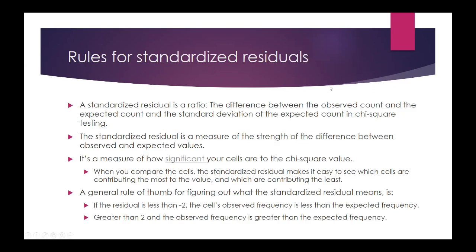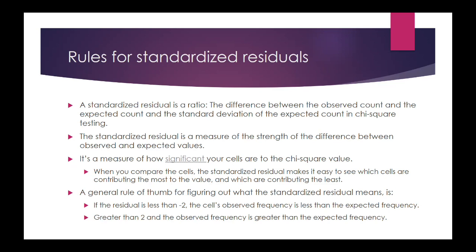So as I mentioned before, what the standardized residual is actually telling you is the difference between the observed count and the expected count, and then the standard deviation of that expected count in the chi-square test. It's really a measure of strength of difference between the observed and the expected. So this is where, again, we really get that differences between group statistic that we're looking for. It gives you basically the significance of your cells to the chi-square value. So you can pinpoint saying this specific data point is contributing the most to this significant association we found in our chi-square.